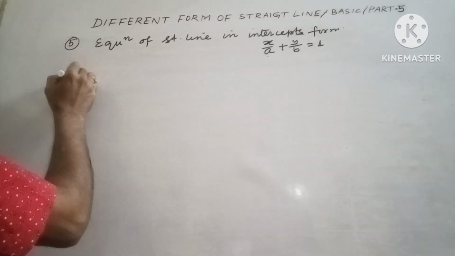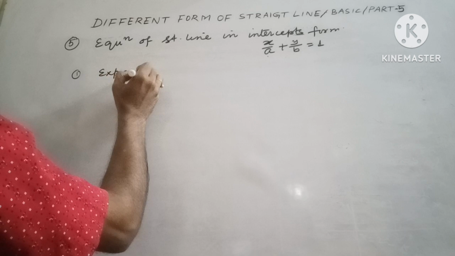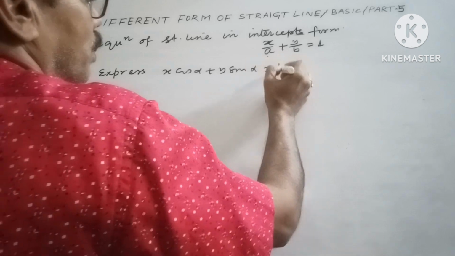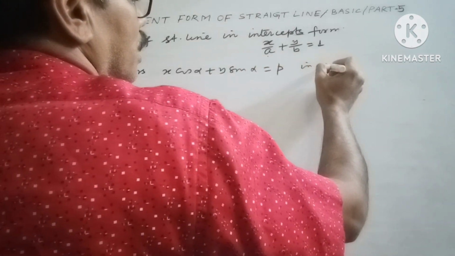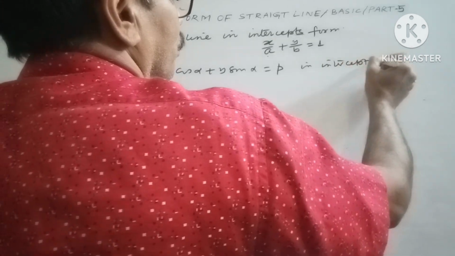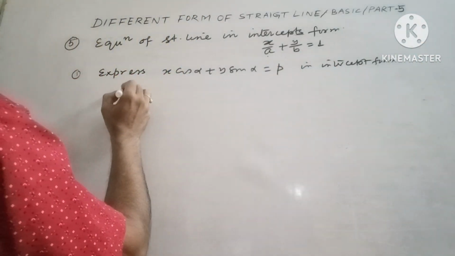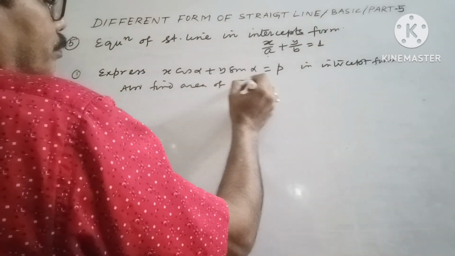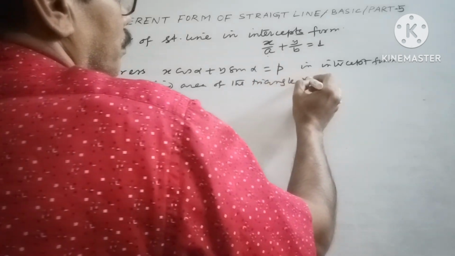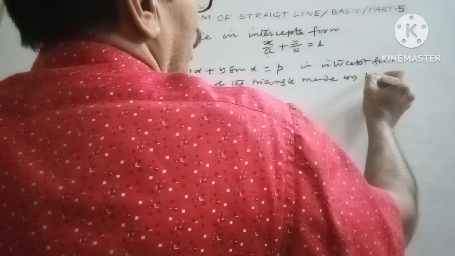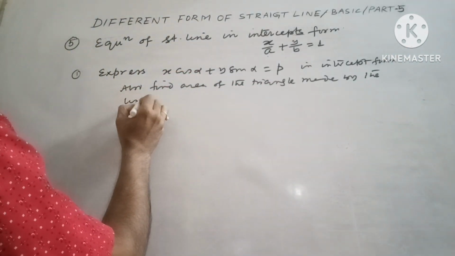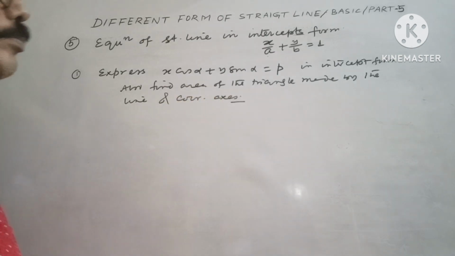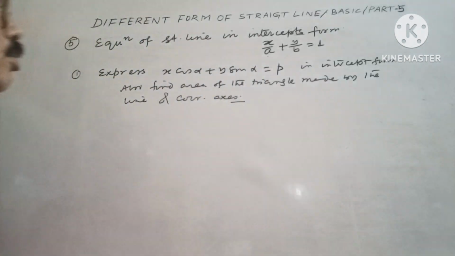Now, application. Express x cos alpha plus y sin alpha equals p in intercept form. Also find the area of the triangle made by the line and the coordinate axes. So this is a one-mark problem.